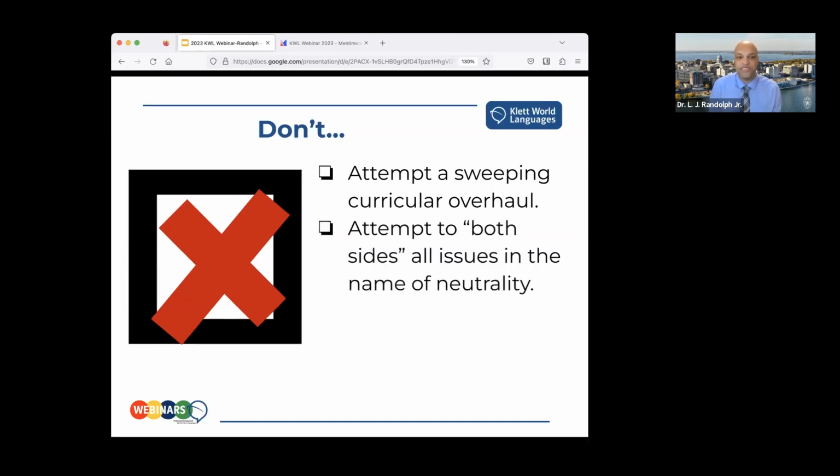Don't attempt to both-sides all issues in the name of neutrality. In his introduction to the 30th anniversary edition of Paulo Freire's Pedagogy of the Oppressed, Robert Shaw says there's no such thing as a neutral education. And as I said earlier, anyone who has seriously studied education knows this. So don't present potentially discriminatory perspectives as reasonable options, right?